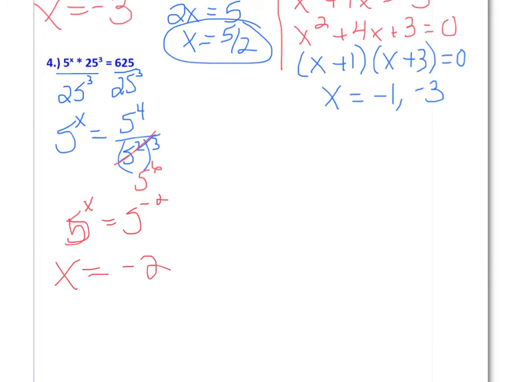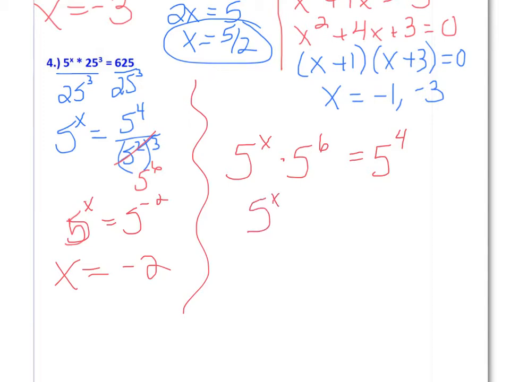So another way to do this problem is if, on the left-hand side of my equation, I change the 25 to the third to 5 to the sixth, and I change the 625 to 5 to the fourth, I can add my exponents on the left-hand side since the bases are the same. And now I can set my exponents equal, and again we get negative 2. So both ways are an appropriate way to solve. You can pick your favorite method.